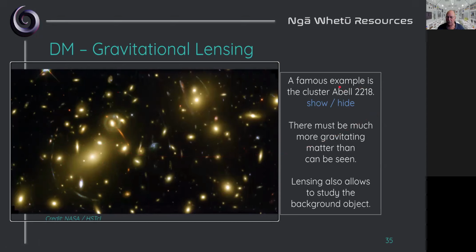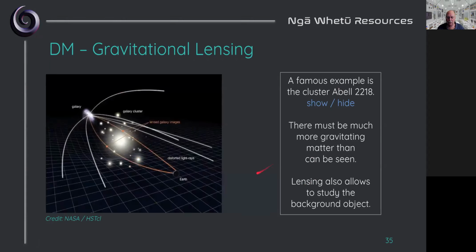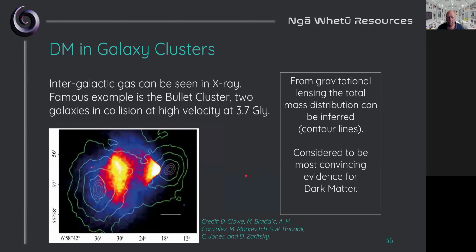This is a famous example of another Abell object. It's a galaxy cluster where the visible light contribution to that amount of mass that we can calculate is only a fraction. So these are dark matter studies that are ongoing.